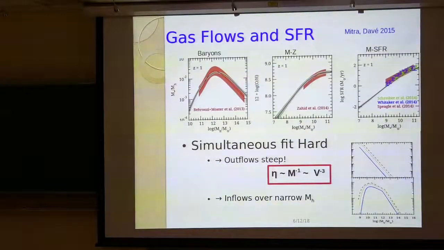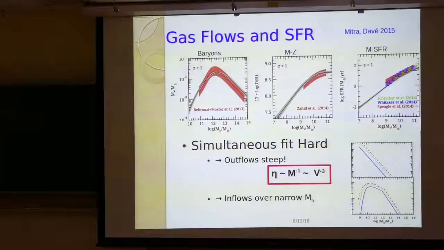To show you a little bit of why it's difficult, from David and his collaborators, and the student Mitra, they use the baryon fraction, the mass-metallicity relation, and the main sequence, and simultaneously try to put constraints on their model, which is very similar to the one I just showed.